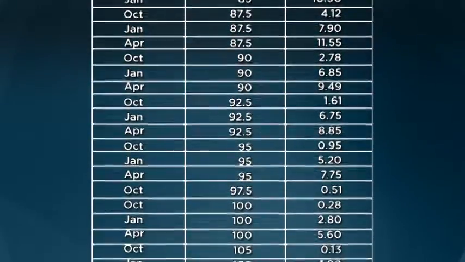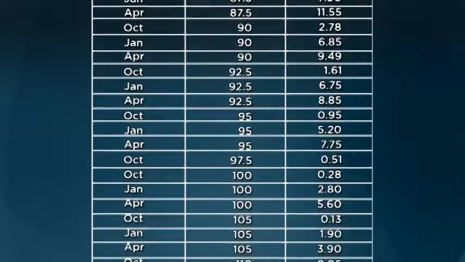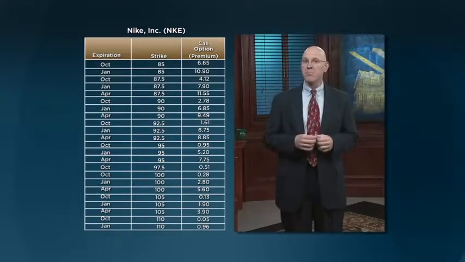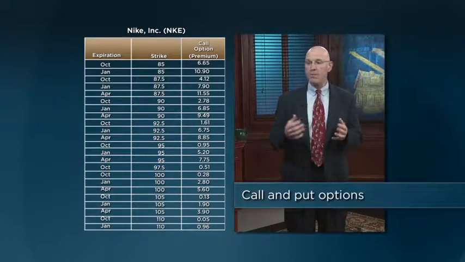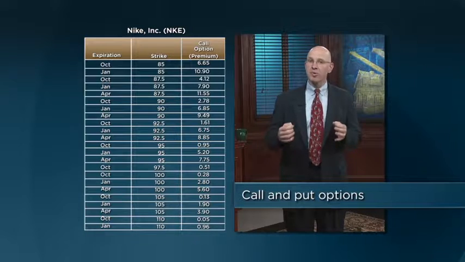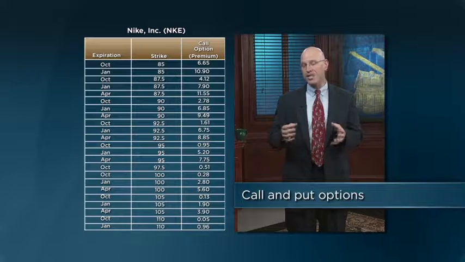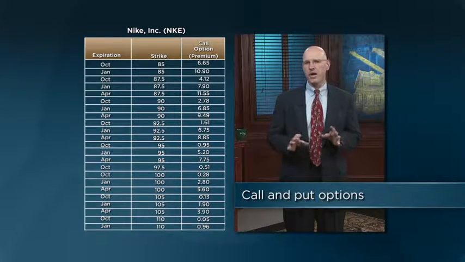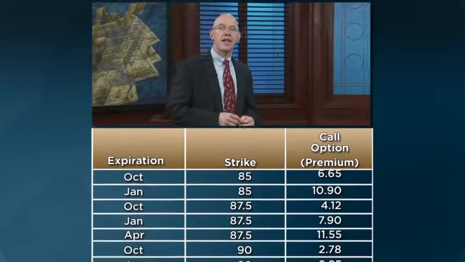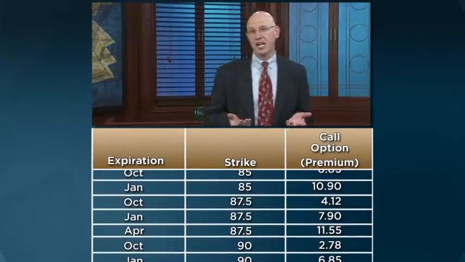There are so many contracts because these vary in three main ways. First, there's the basic distinction between call options and put options. Since I'm only interested in call options, which again give the holder the right to buy shares in Nike, I'll ignore the put options. Now we can look at the strike prices and expiration dates.